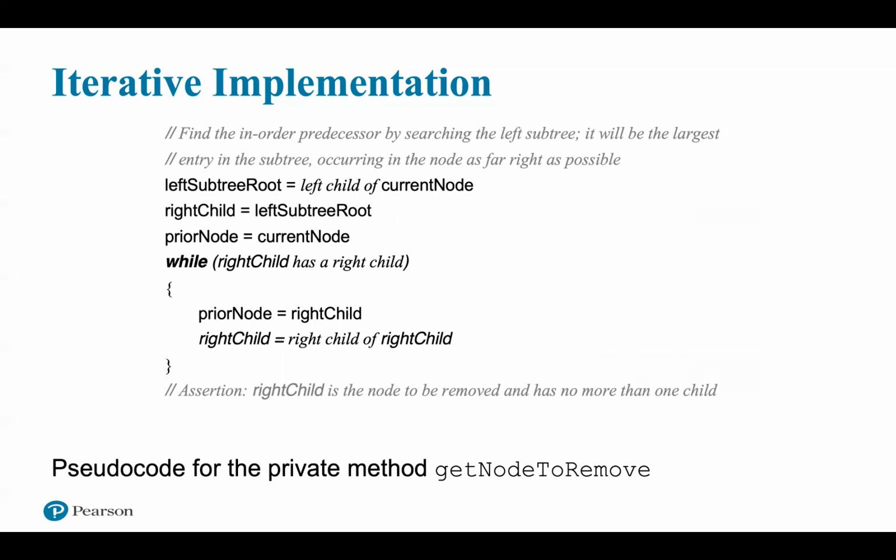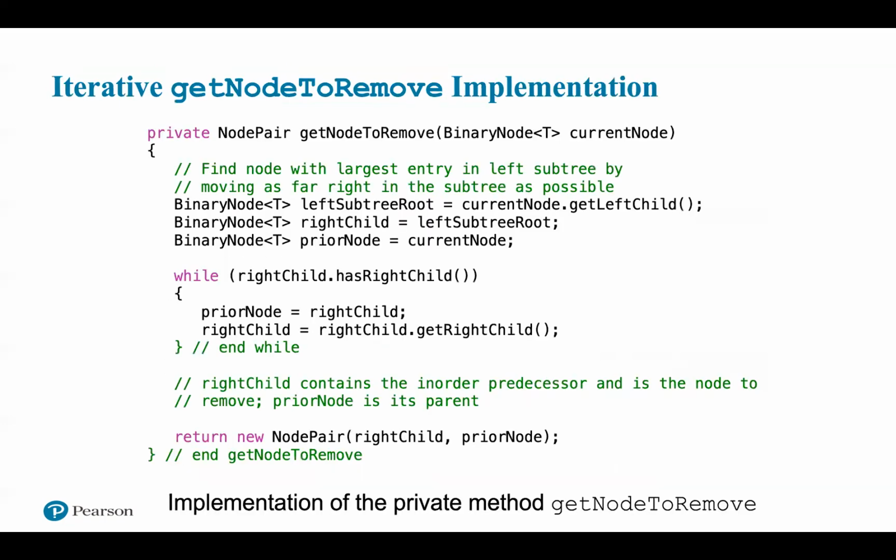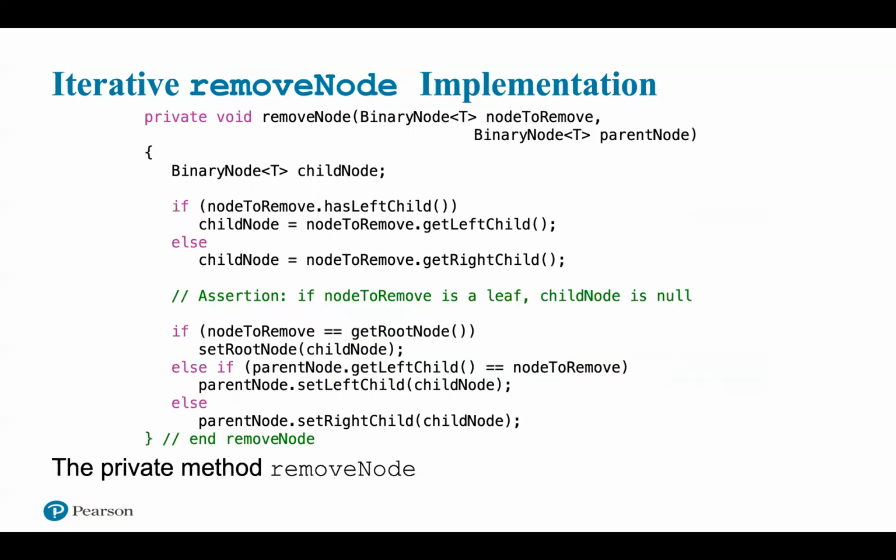In particular, the method implements the first step of the pseudocode given in segment 2625. Find the rightmost node R in N's left subtree. Here, node N is the current node and node R is a right child. The details of the step are described by the pseudocode shown in this chart. Here is the Java code to implement the get node to remove, and you can look that over.